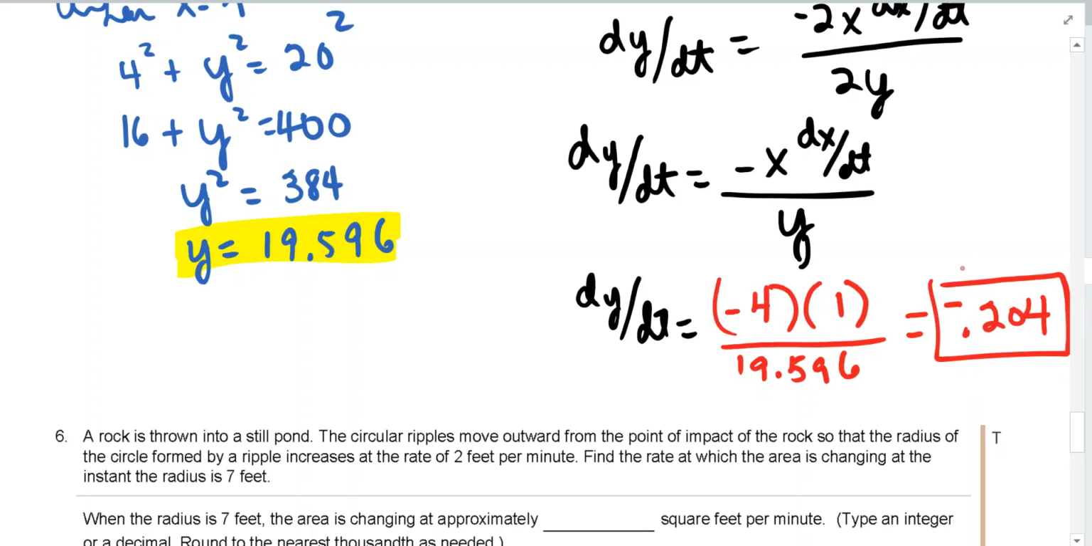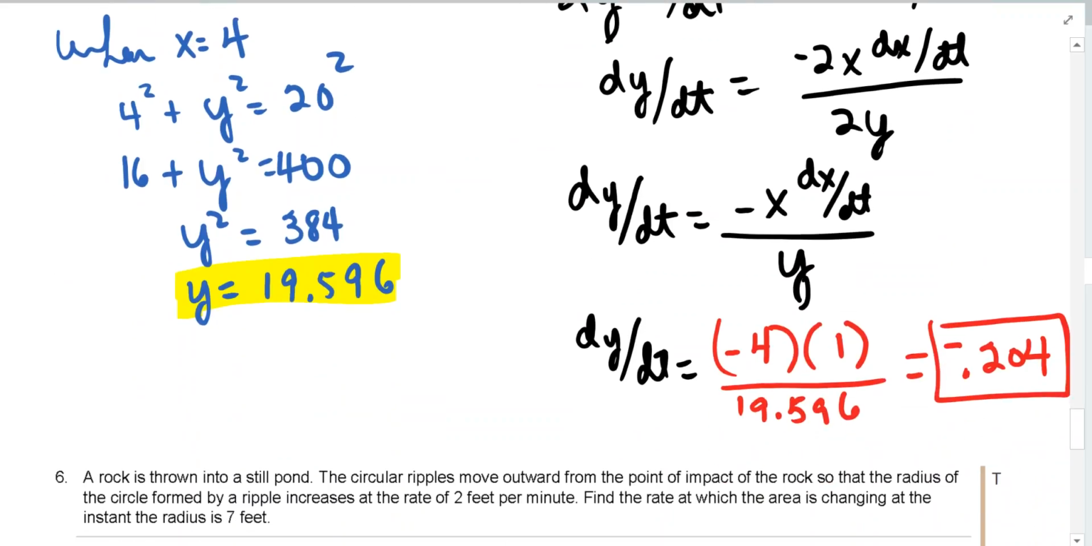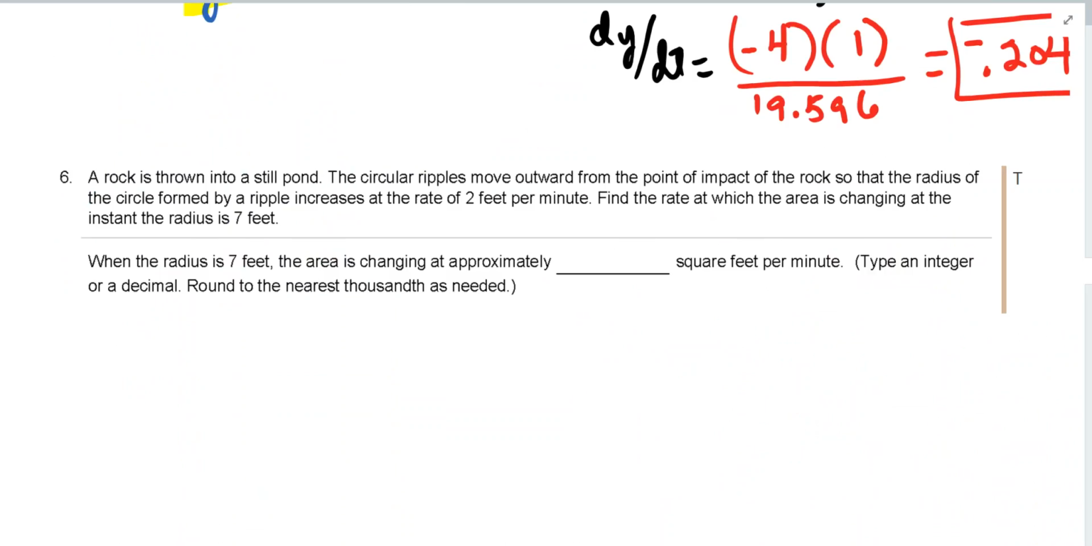That's the rate that it is moving when the bottom of the ladder is sliding at 1 foot per second. When the bottom's doing the 1, the top is doing it at negative 0.204, and the negative is because it's sliding down. Okay, so that should be that one.